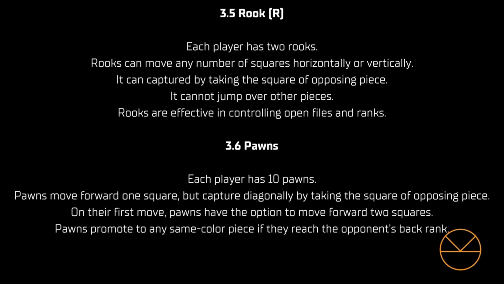3.6 Pawns. Each player has 10 pawns. Pawns move forward 1 square, but capture diagonally by taking the square of an opposing piece. On their first move, pawns have the option to move forward 2 squares. Pawns promote to any same color piece if they reach the opponent's back rank.